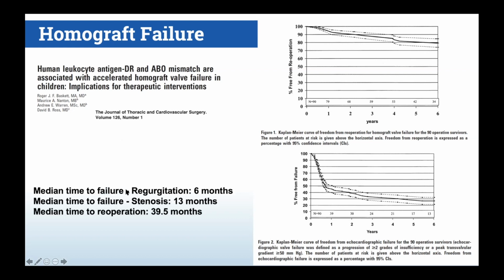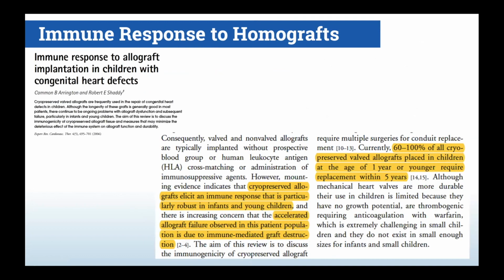So the median time to failure of the valve is really 6 months if you look at regurgitation. And if you look at failure by means of stenosis or narrowing of the valve, failure to open, it's about 13 months. But the median time to reoperation is 40 months. So again, these kids limp along with valves that are really poorly functional. Now, the immune response to these homografts leads to about 60 to 100% of all of these homografts being replaced within 5 years in anyone who's received one of these valves in their first year of life.